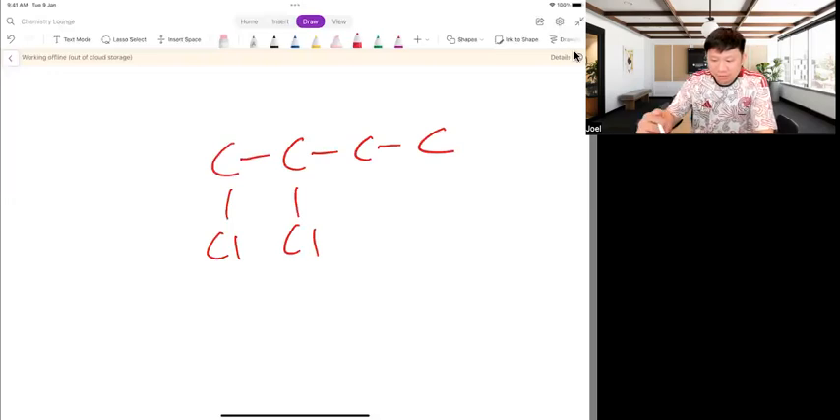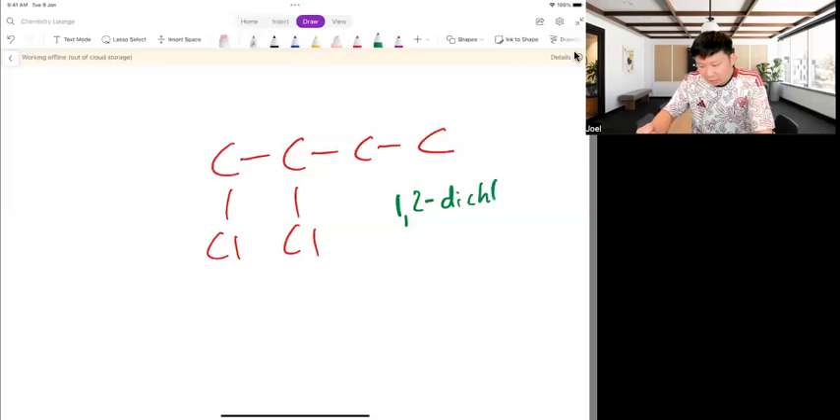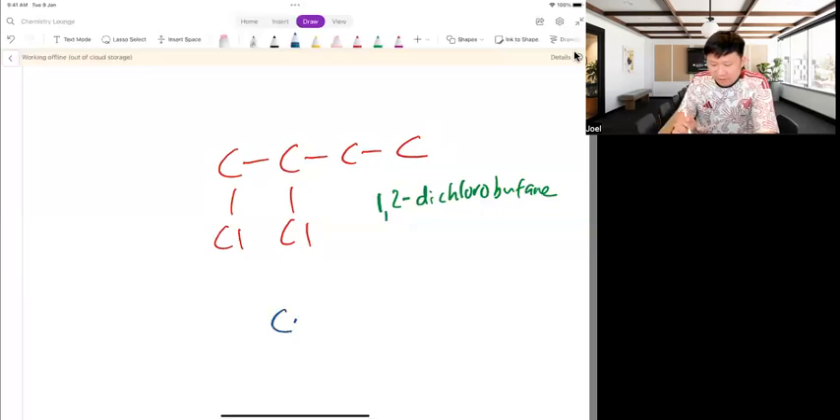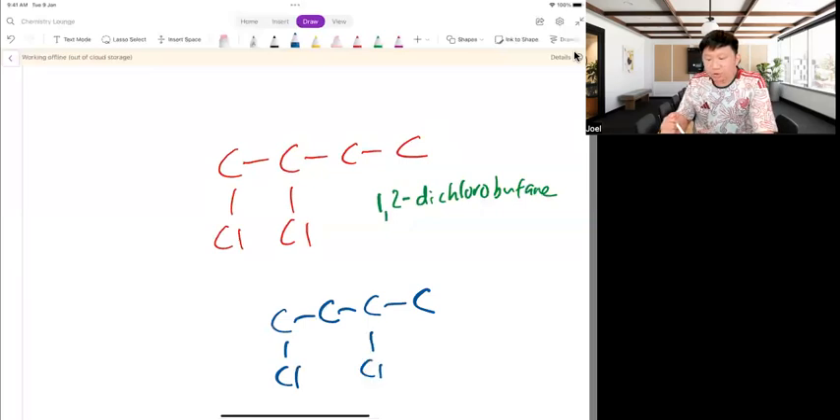So the name, I know, is a bit weird. 1,2-dichlorobutane. So if there was another name, if I put a Cl here and a Cl here, it's 1,3 because it's the third one. Correct. 1,3-dichlorobutane.